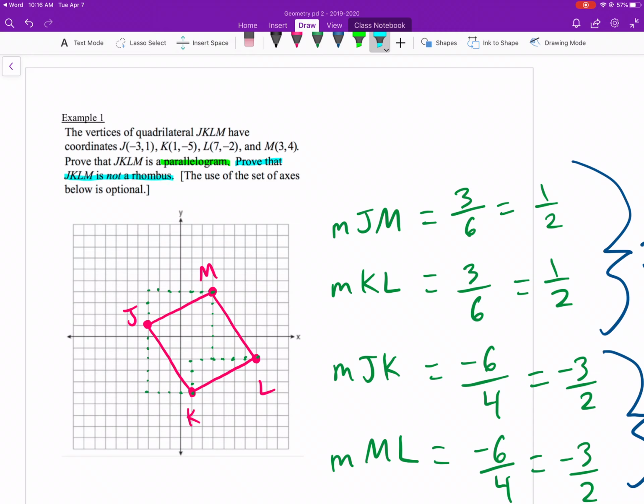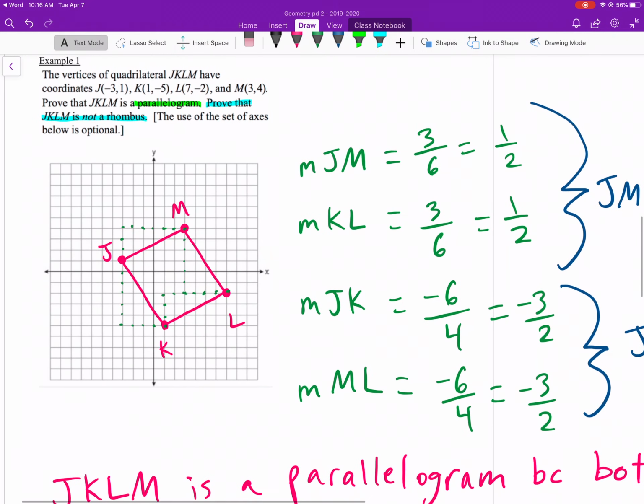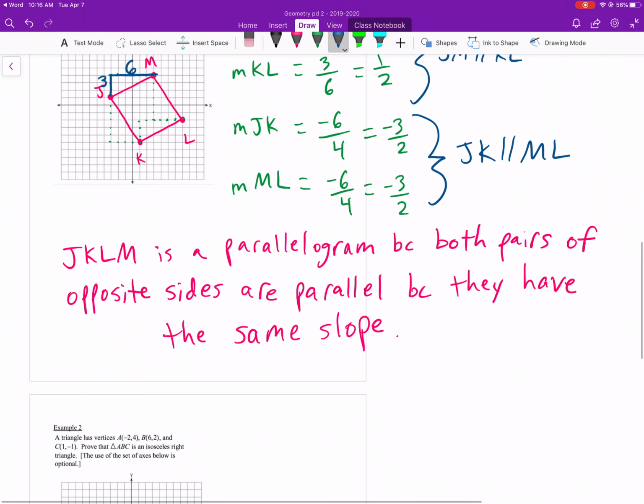So what have we been showing to make something a rhombus? We've been showing all of the side lengths are equal. So let's focus on finding the length of one of these sides. Let's say JM. So the right triangle around that would be a 3 by 6. So let's find that length.